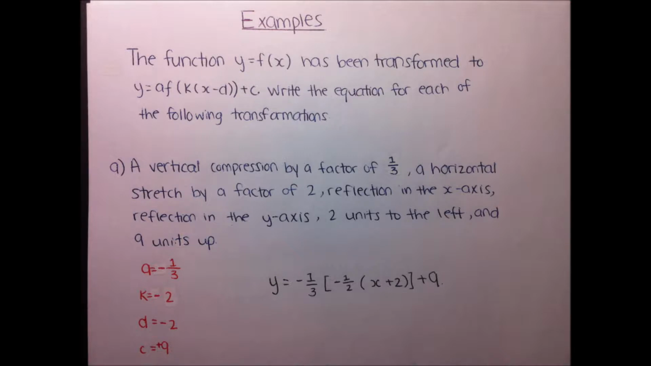So a is 1 over 3, and since there's a reflection in the x-axis, it would be negative. K is 2, and since there's a reflection in the y-axis, it would also be negative. D is 2 units to the left, so it's negative 2, and C is 9 units up, so it's positive 9. If you sub in the values into the equation, you would get y equals negative 1 over 3 times negative 1 over 2, x plus 2, and plus 9. Since k is negative 2, you would sub it into the equation by changing it to a negative 1 over 2. And since d is negative 2, you would change the sign and put in positive 2.